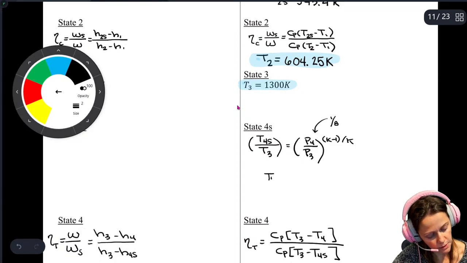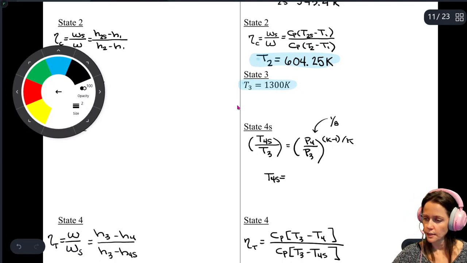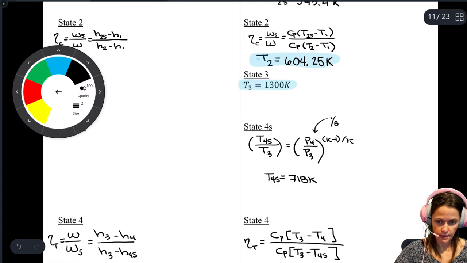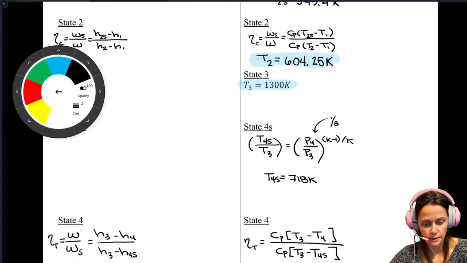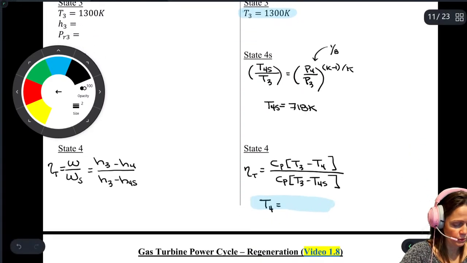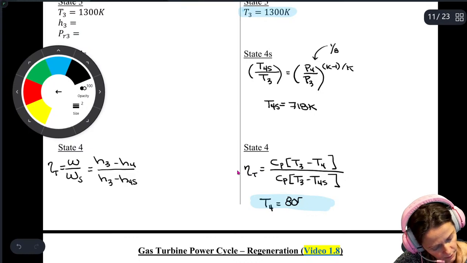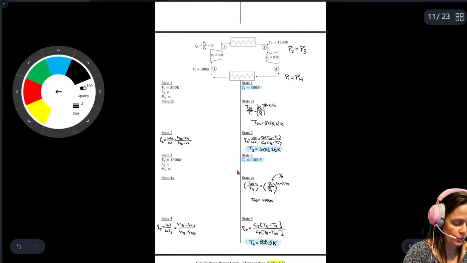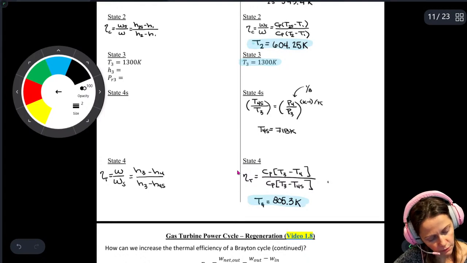So our T4s ends up being 718. Okay, and so let's see. I think we've got 805.3 for this guy. All right. And so it really is plug and chug for your back work ratio and your thermal efficiency.